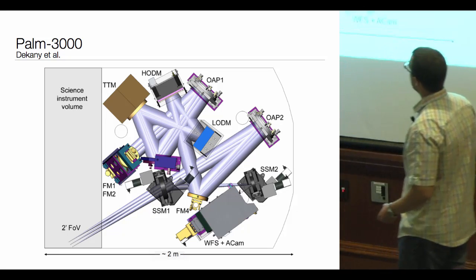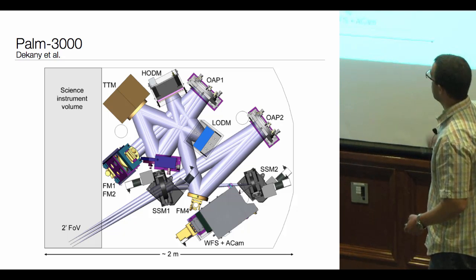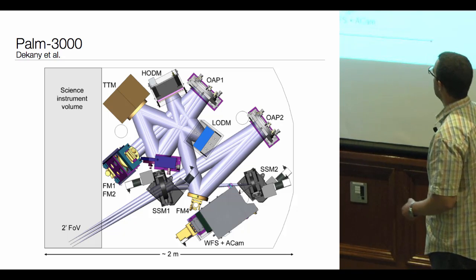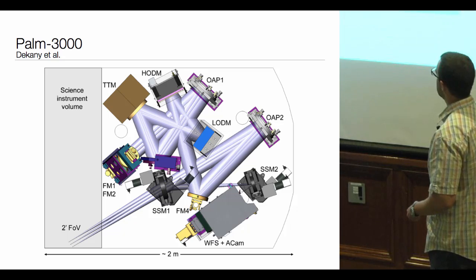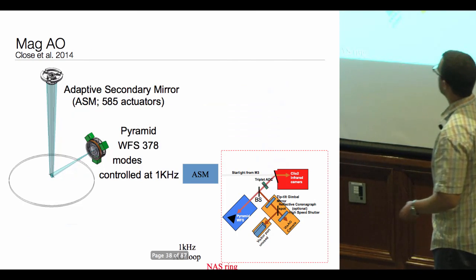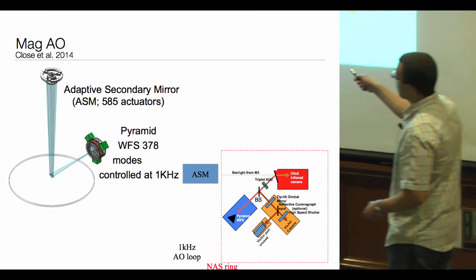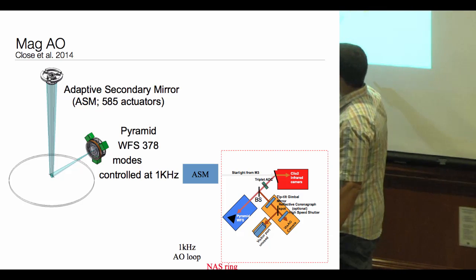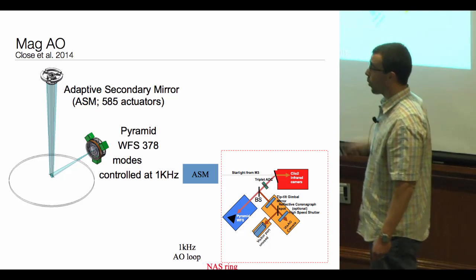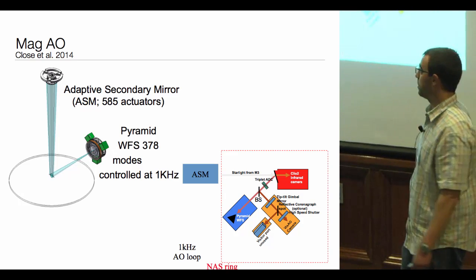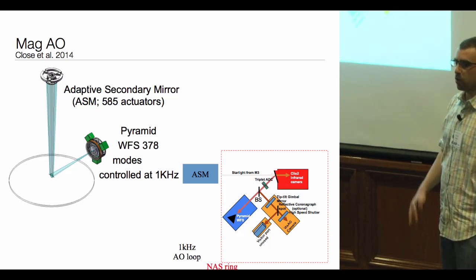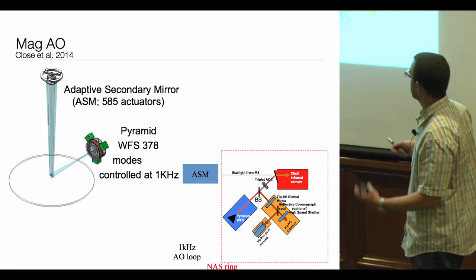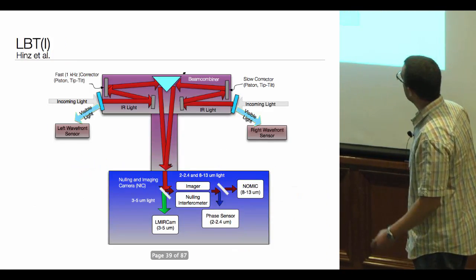So a few more drawings for Palm 3000, P3K at Palomar. So the architecture is always the same one, so I'm going to go quickly through that. This one is a bit particular, MagAO at Magellan. It has an adaptive secondary mirror, which is great to do thermal infrared imaging, because you minimize the number of optics in your instrument and hot surfaces.